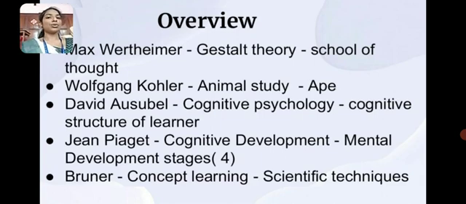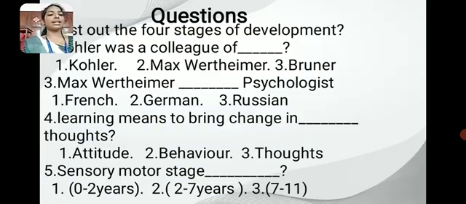Then, an overview. Max Wertheimer was the Gestalt theory and school of thought. Wolfgang Kohler worked with the animal, the ape, and David Ausubel with cognitive psychology, the cognitive structure of the learner. John Piaget stated the four developmental stages, and Bruner, concept learning and scientific technologies.